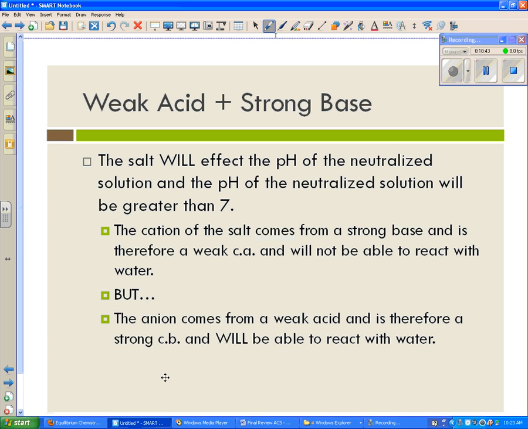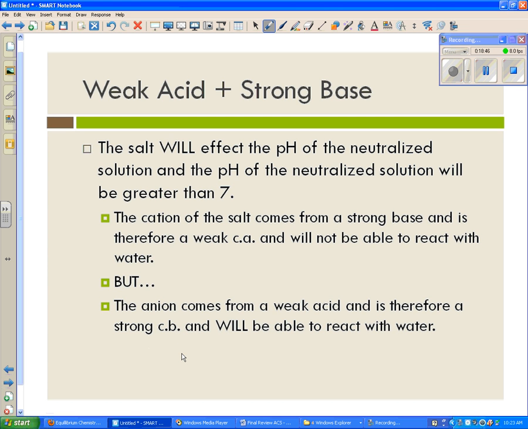All right. On to then our next set of problems, a weak acid with a strong base. The salt will affect the pH of the neutralized solution, and the neutralized solution will have a pH greater than 7.